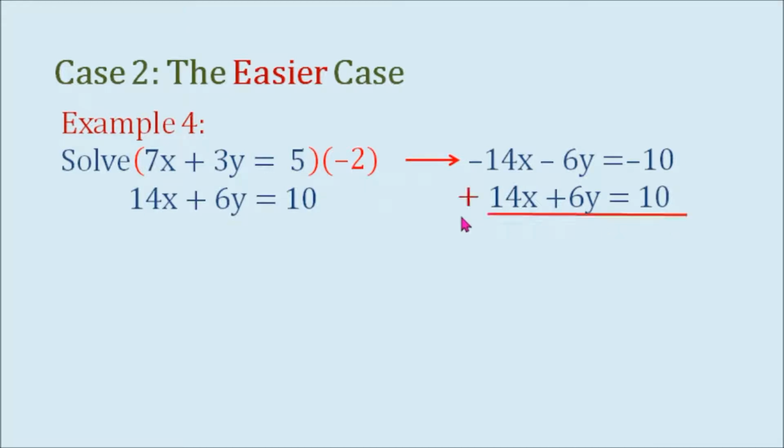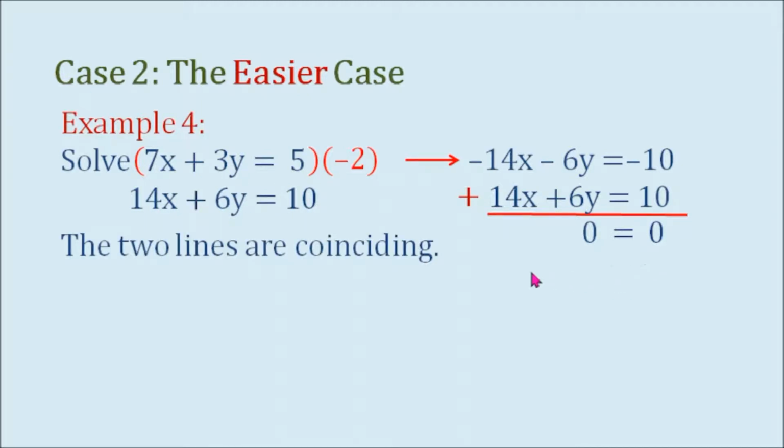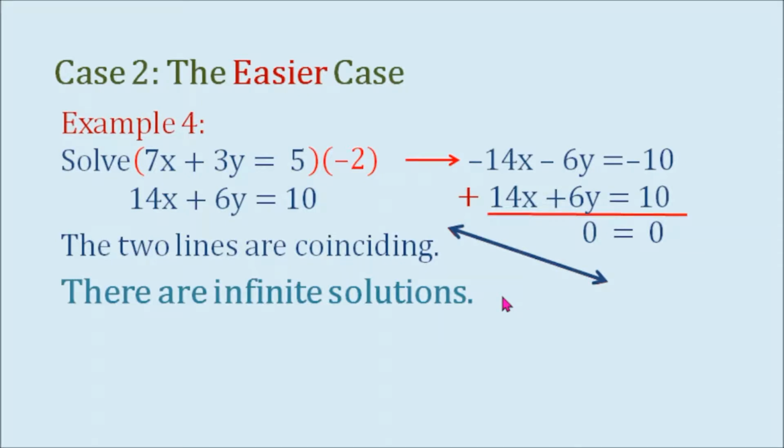Now, adding the two equations, we have -14x plus 14x is 0, -6y plus 6y is also 0, and the right hand side -10 plus 10 is also 0. So we only wanted to eliminate the x, but eventually the variable y has also been eliminated. So we have 0 equals 0. If this would be the case, the two lines are coinciding. That means if this is the first line, this is the second line. And because they are coinciding, there are infinite solutions.